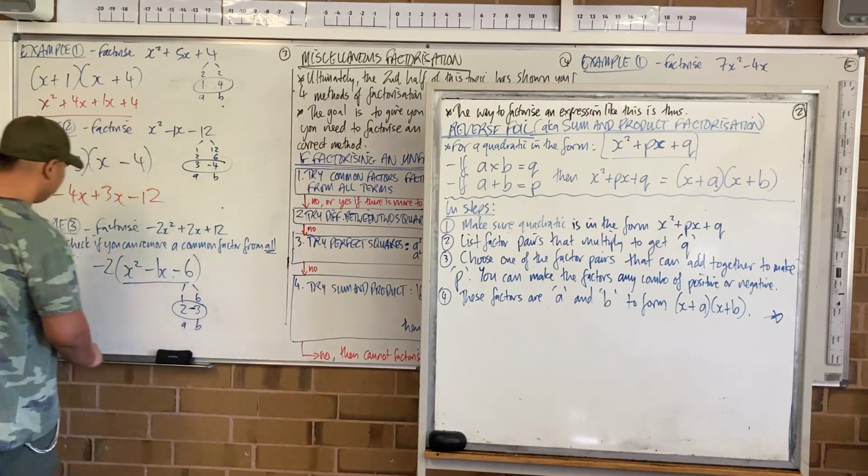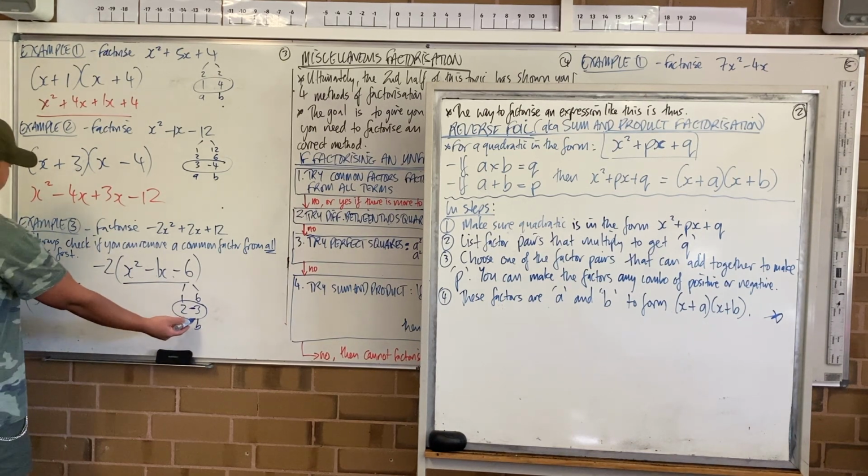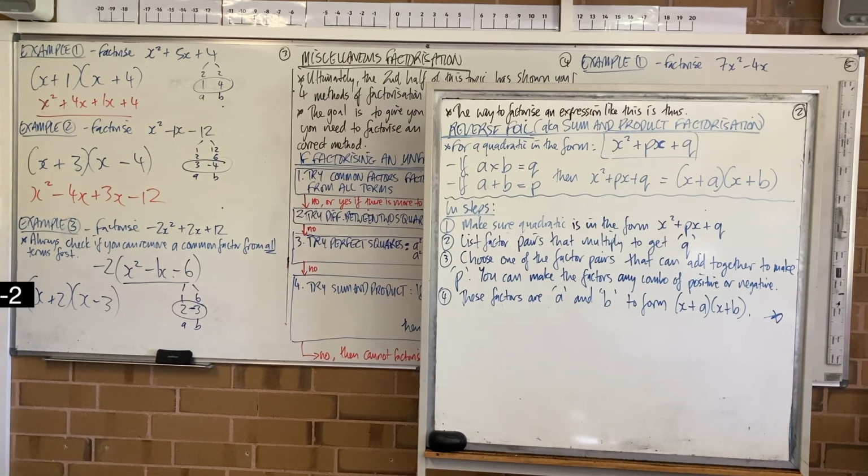What's my A? 2. What's my B? Negative 3. So factorize: x plus 2 and x minus 3. That's your factorization.